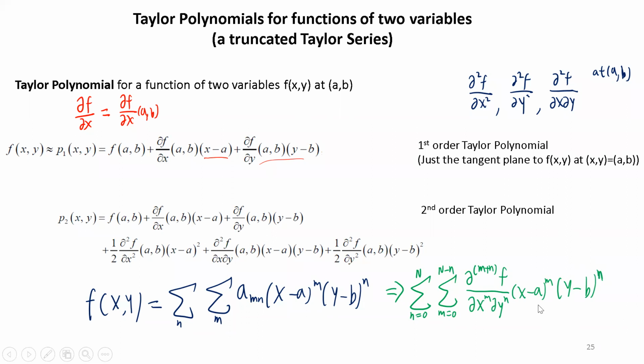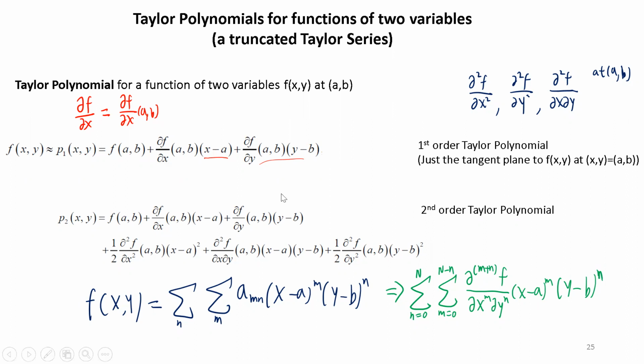If you want the capital N-th order Taylor polynomial, this is what you need to do right here, and this index tells you the order of derivatives that you need to take. But practically, I believe most of the time the first or second order Taylor polynomials will be sufficient for you.